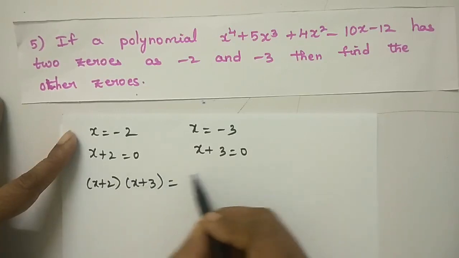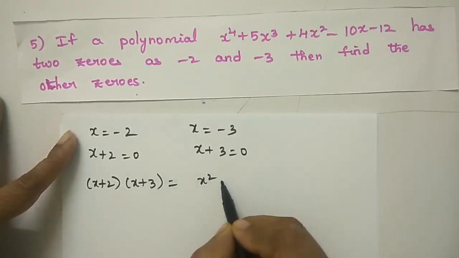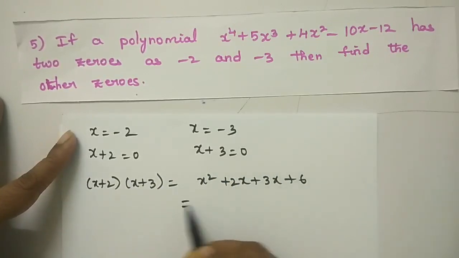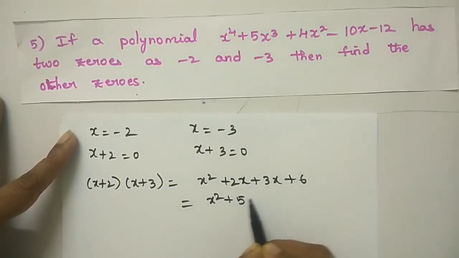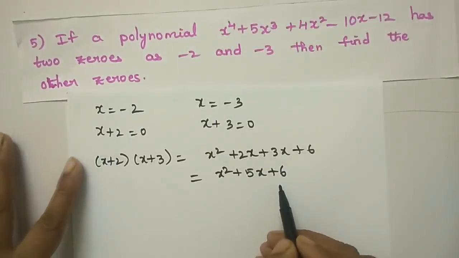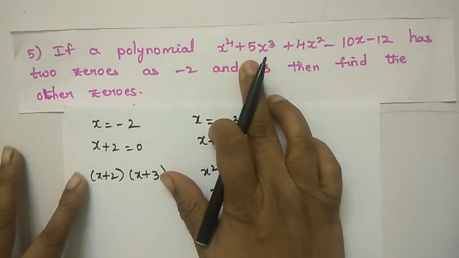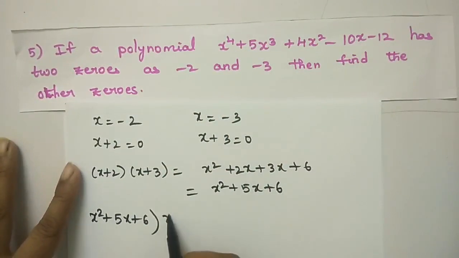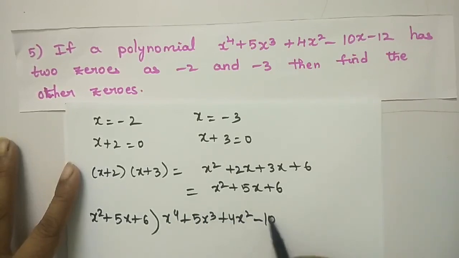Okay, first you will get x square plus 2x plus 3x plus 6. This is equal to x square plus 5x plus 6. Now divide the polynomial p of x using this polynomial. Okay, x square plus 5x plus 6 into x power 4 plus 5x cube plus 4x square minus 10x minus 12.